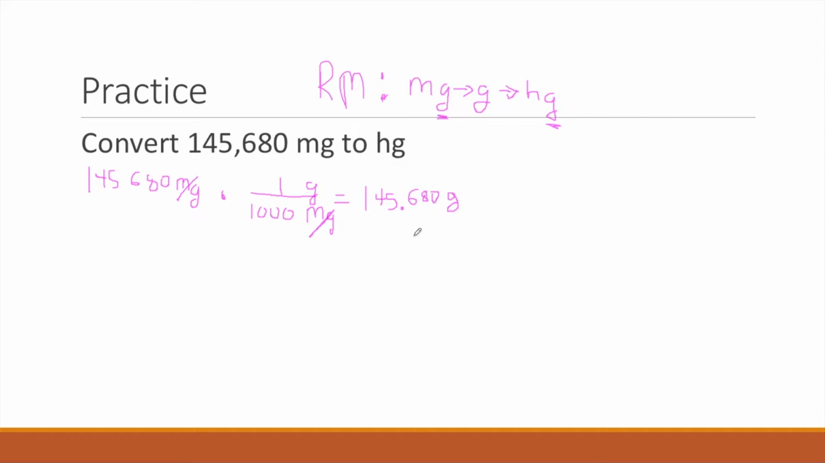So, notice here that I am in grams, but I'm not done yet. I need to go from grams to hectograms. So I need to take that number that I just found, 145.680 grams. And now I need to go to hectograms, which I can easily do with my conversion chart.